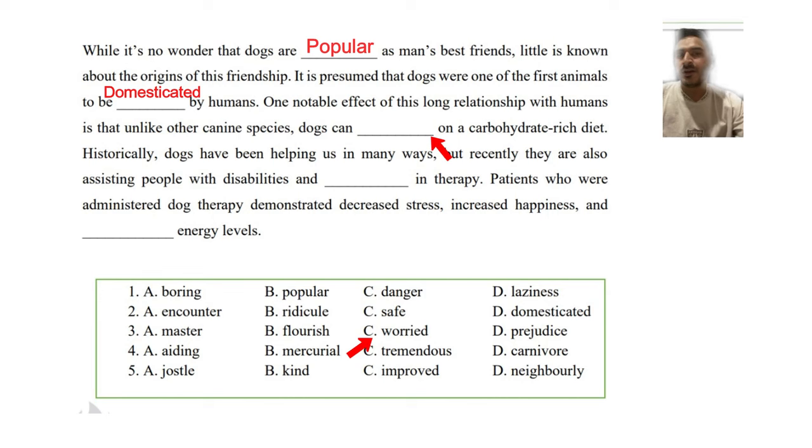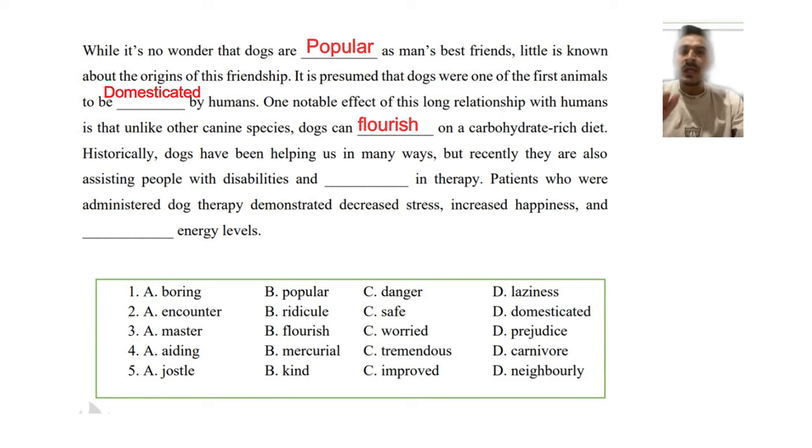Worried, negativity. Master, if you put master here, sometimes you are confused between two options. You can put these two options into the question and try to speak the whole line. If it is good to listen, then it will be the right answer. So the right answer will be flourish.